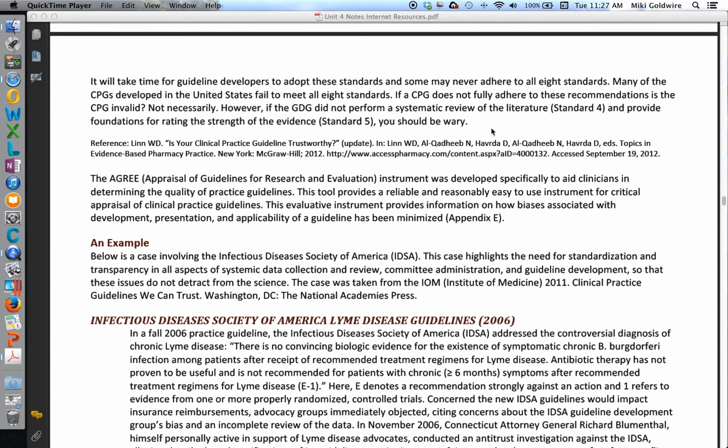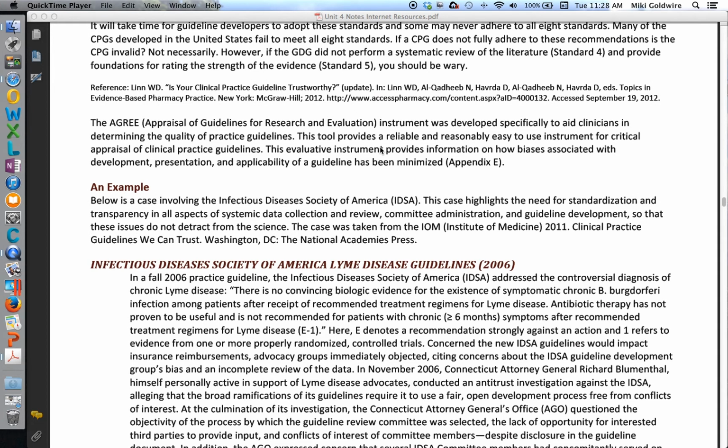The Appraisal of Guidelines for Research and Evaluation instrument was developed specifically to aid clinicians in determining the quality of a practice guideline. I have included this tool for you in Appendix E of your notes. I'd like to highlight an example of guidelines, and this was a case involving the Infectious Disease Society of America. The case was taken from the Institute of Medicine's 2011 book, Clinical Practice Guidelines We Can Trust.